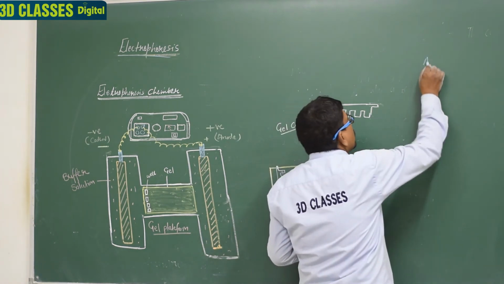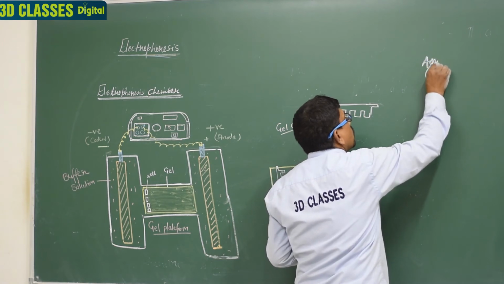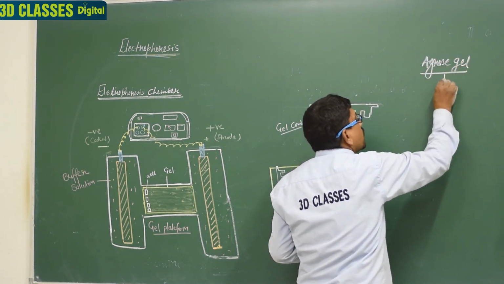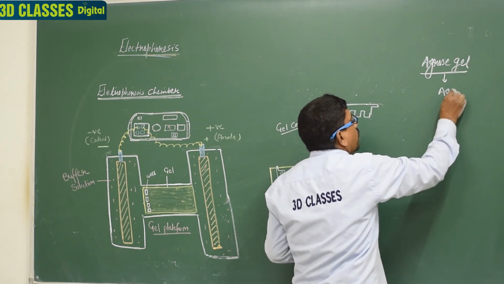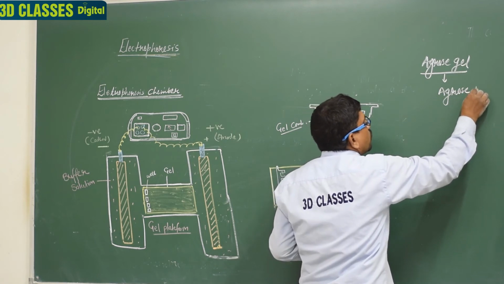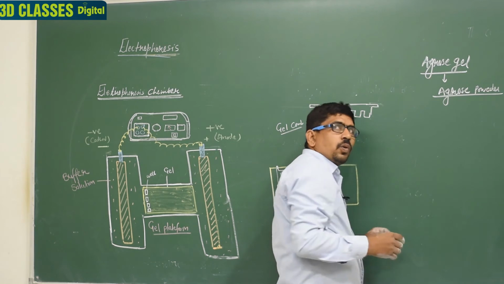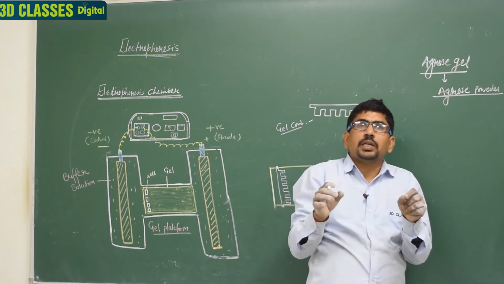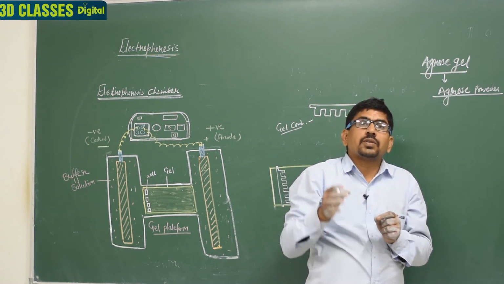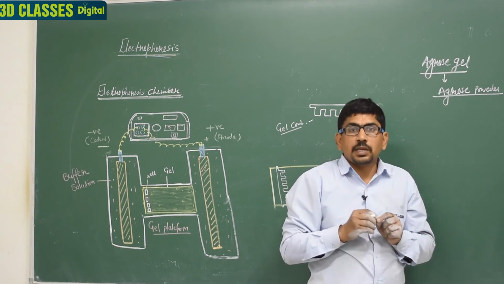Because agarose gel, we utilize the agarose gel, because agarose gel is made from agarose powder. How will we make agarose? It is the agarose powder, and on the basis of the length of DNA we make the agarose gel. The thickness of the agarose gel, the length of the gel, depends on the DNA segment size.